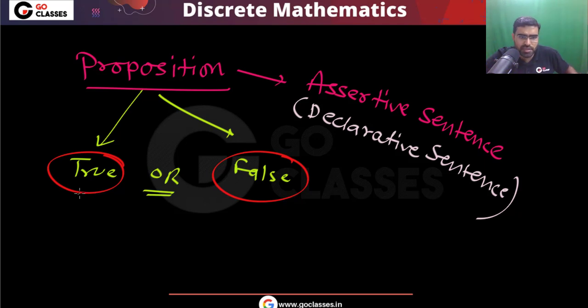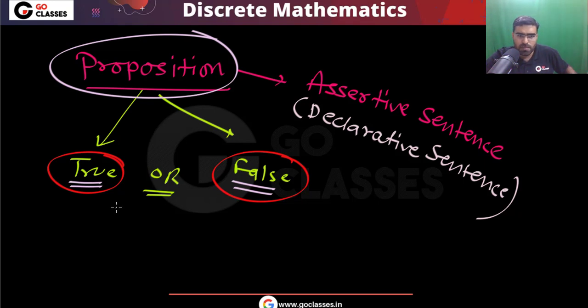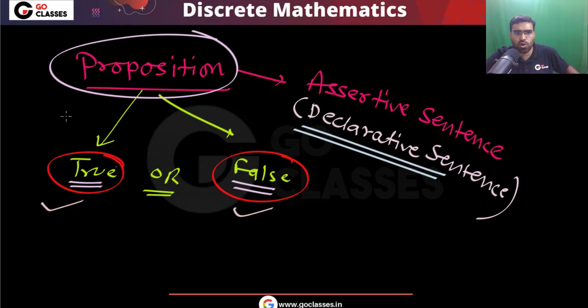It should not happen that when it is true then it is false, and when it is false then it is true. If it is true then it should be true only, and if it is false then it should be false only. The point is very simple: either this proposition should be true or it should be false. One of them it must be. So this type of declarative sentence is called a proposition.